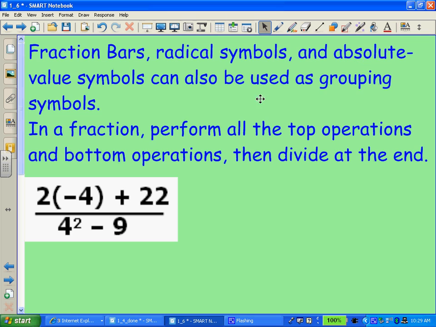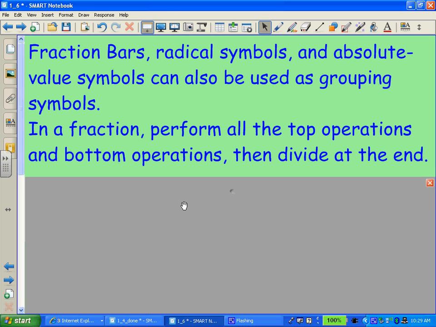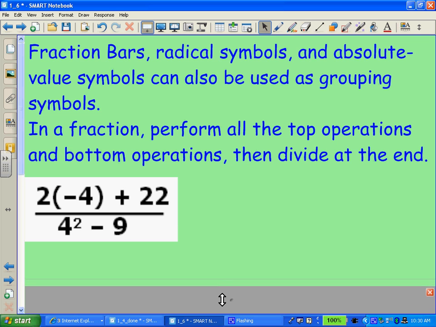Now it's important to remember: fraction bars, radical symbols, and absolute value symbols are also other types of grouping symbols, okay? They're kind of like parentheses. And in a fraction, and I'll show you one here in a second, you want to perform all the operations on the top, all the operations on the bottom, and then once you have the top and bottom simplified completely, then divide. Okay, so let's look at one of those.